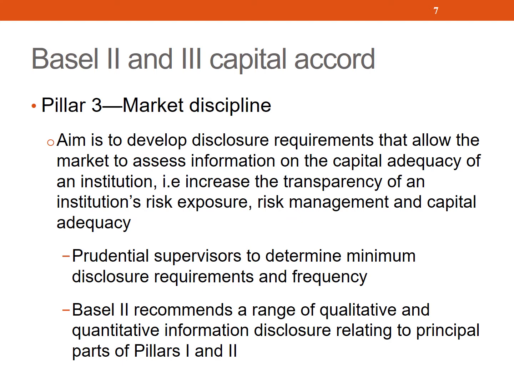Here we have a look at Pillar 3, which is market discipline. So here the aim is to develop disclosure requirements. So what this basically means is a bank is required to write a report and disclose on their website, for example, their risk exposure, their risk management, and their capital adequacy. So the market is able to assess information on the capital adequacy of that institution. And prudential supervisors determine these minimum disclosure requirements, and Basel II recommends a range of information disclosures relating to Pillars 1 and 2.